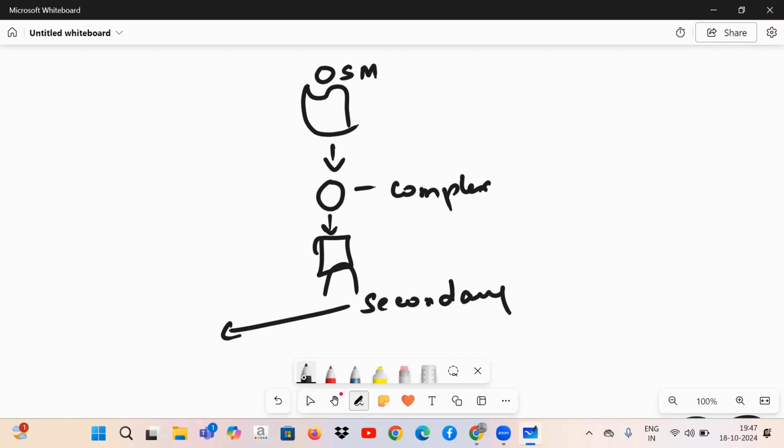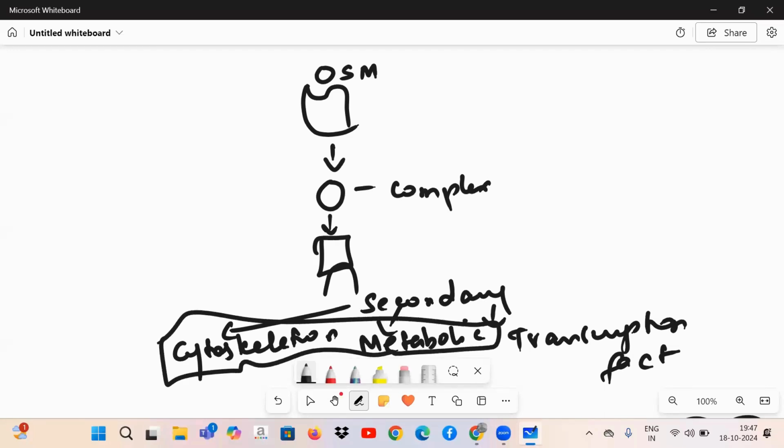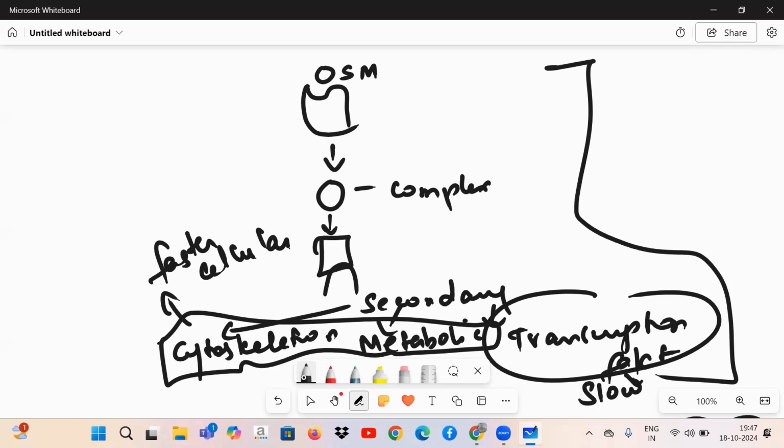These secondary messengers take part in various roles. It can be anything. For example, cytoskeleton regulating proteins form a cytoskeleton. Some become a metabolic enzyme. Some take the role of transcription factor. All these metabolic reactions are mostly a faster cellular response. And transcription, that is translation and gene expression, is a slower one. All this I am talking about is nothing but the signal transduction pathway or signal cascade.